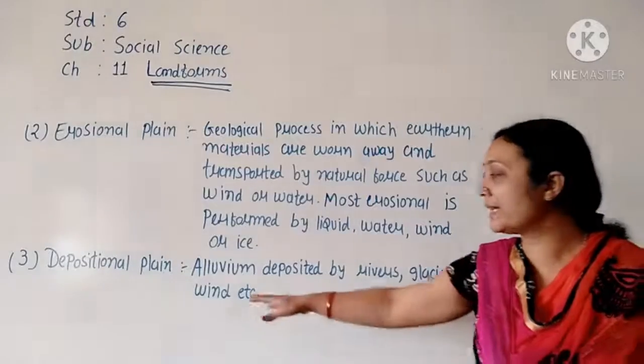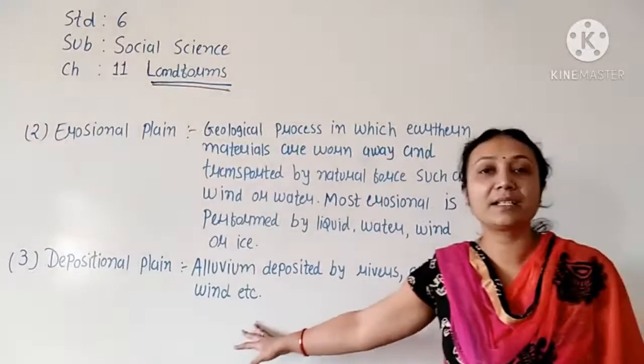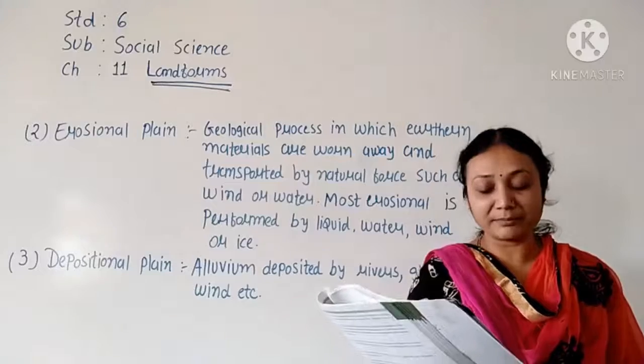What are depositional plains? Alluvium deposited by rivers, glaciers and winds is also known as depositional plains.